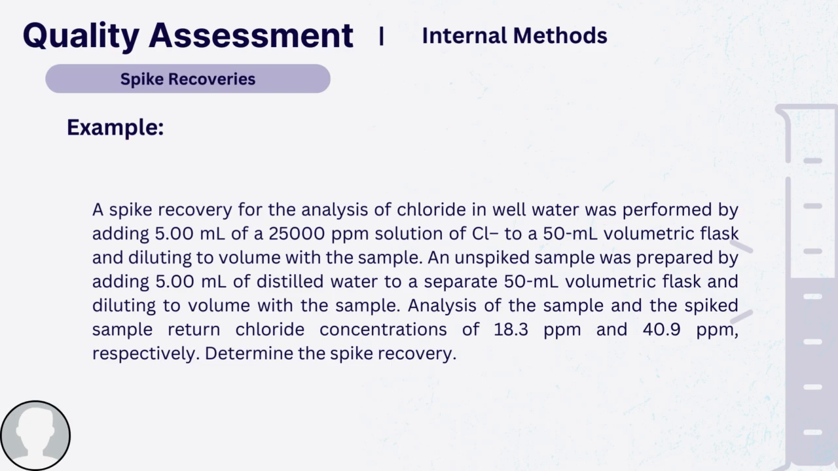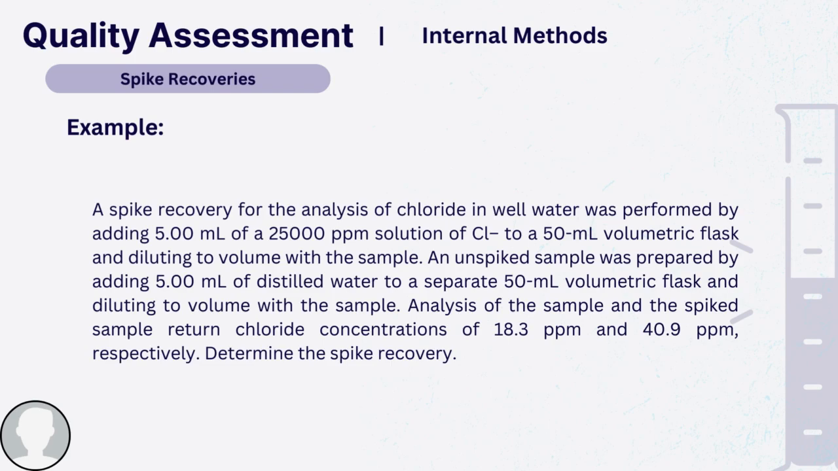As an example, a spike recovery for the analysis of chloride in well water was performed by adding 5 mL of a 5000 ppm solution of chloride to a 50 mL volumetric flask and diluting to volume with the sample. An unspiked sample was prepared by adding 5 mL of distilled water to a separate 50 mL volumetric flask and diluting to volume with the sample. Analysis of the sample and the spike sample returned chloride concentrations of 18.3 ppm and 40.9 ppm respectively. Determine the spike recovery.